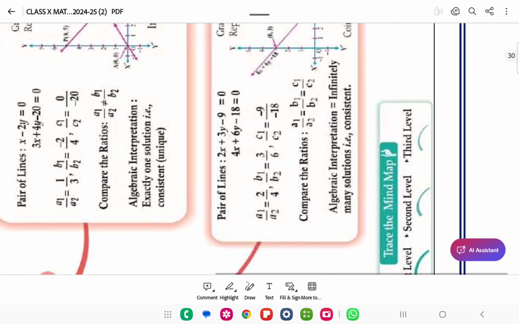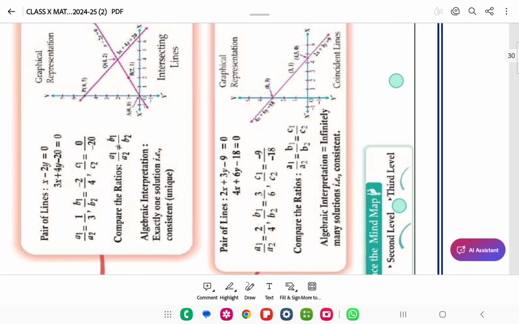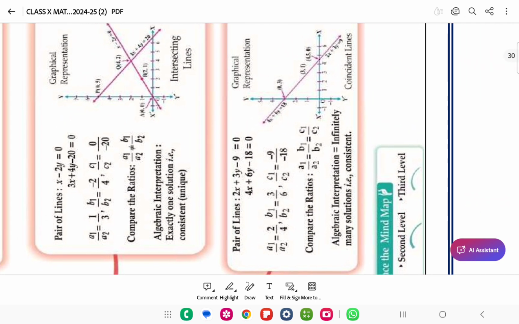Next, further we are moving towards the coincident lines. How will the coincident lines come? One line lies upon another, or one line is the bigger line and another line is the smaller line, which is on the same path, I mean the same line, that is known as coincident line. And we can see how coincident lines will be there. We can see the equations.